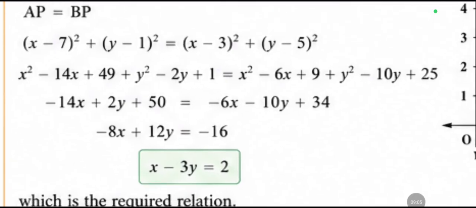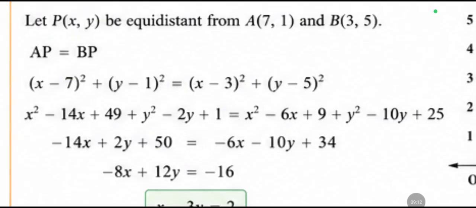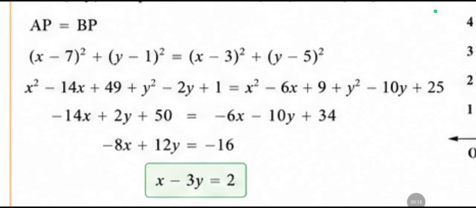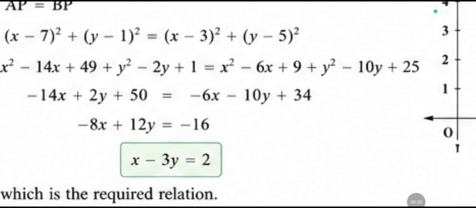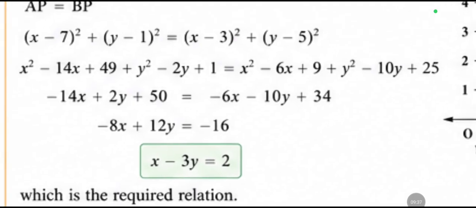So the distance AP is root of (x minus 7) whole square plus (y minus 1) whole square. Squaring both sides, the roots will be cancelled. Now we have (x minus 7) whole square plus (y minus 1) whole square equals (x minus 3) whole square plus (y minus 5) whole square. So we apply the (a minus b) whole square formula, a square minus 2ab plus b square. Then x square minus 14x plus 49 plus y square minus 2y plus 1 equals x square minus 6x plus 9 plus y square minus 10y plus 25. So cancel x square and y square on both sides.